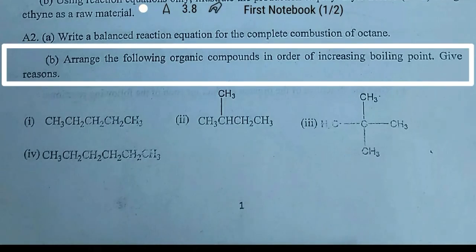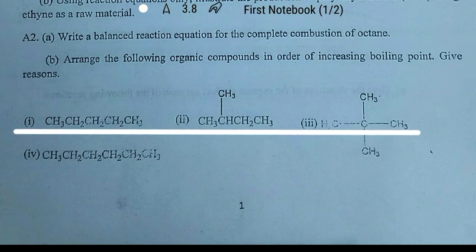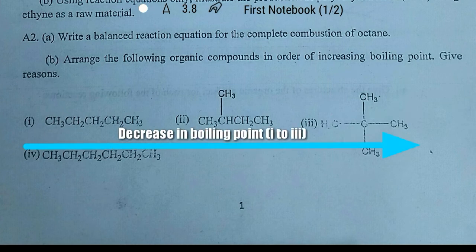So the next question, B, says arrange the following organic compounds in order of increasing boiling point. Give reason. First we take 1, 2, 3. Both of them have the same number of carbon. So boiling point decreases as you increase branching. This is due to the fact that as you increase branching, the surface area becomes smaller and the van der Waals forces become weaker. Hence, the boiling point decreases from 1 to 3.